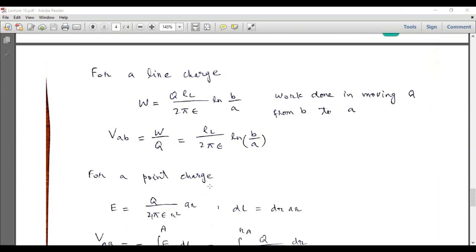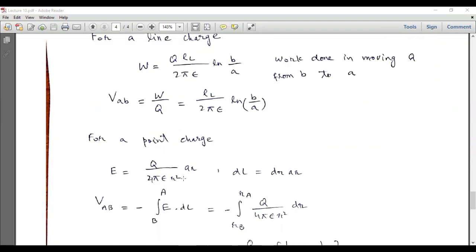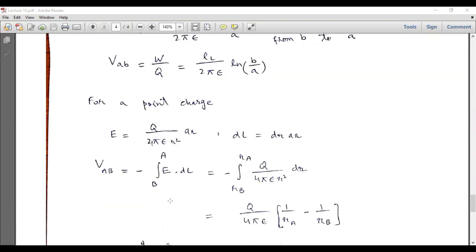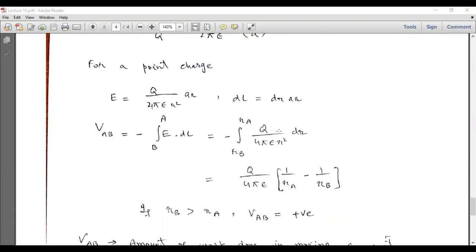And for a point charge, E is equal to Q over 4 pi epsilon R square aR. This is the expression of work and potential difference for a line charge, and for a point charge, this is the expression for electric field, and dl is equal to dr aR. So VAB can be calculated by evaluating this line integral, and it will be from RB to RA Q over 4 pi epsilon R square dr. So upon solving this integral, we will get Q over 4 pi epsilon times 1 over RA minus 1 over RB.